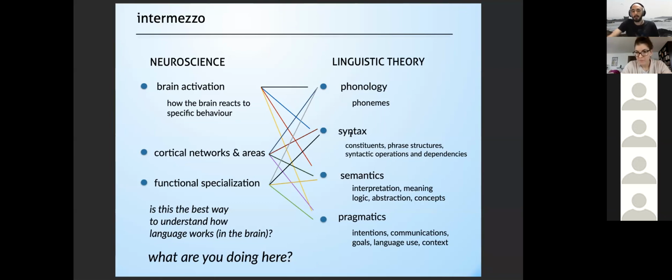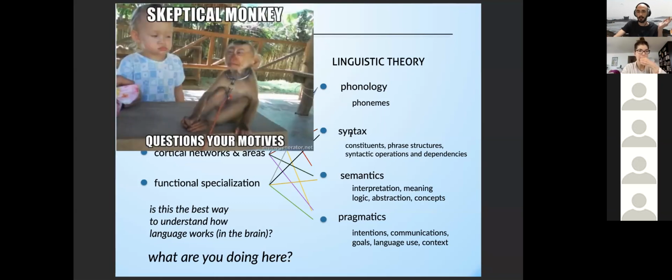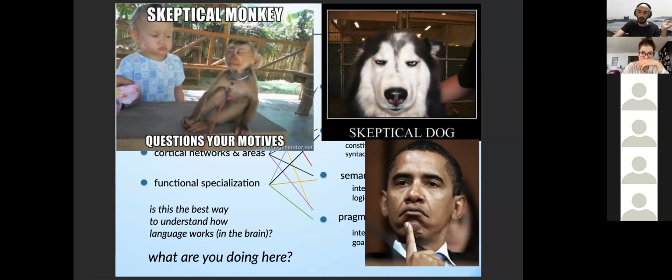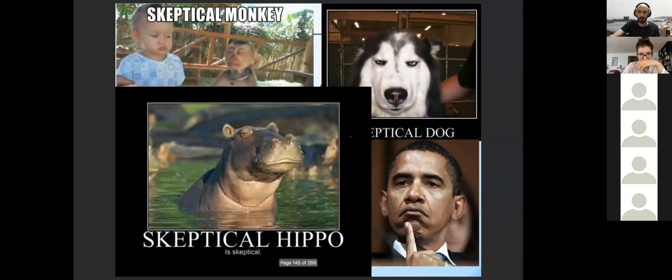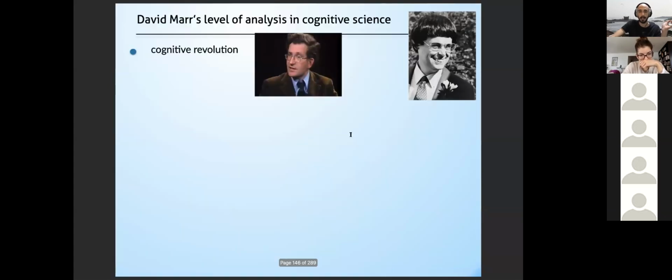Right, so if this isn't the best way to understand how language works, what are we doing here, right? And let me introduce you to the skeptical monkey, the skeptical dog, Obama. I think at the time Obama was kind of skeptical as well, and the skeptical hippo, which is my favorite skeptical animal, okay? So, right. So we are in trouble. We don't really know how to build bridges between linguistic theory and assumptions about the anatomy of the brain and the functioning of the brain and the functioning of different networks. Who's going to help you?